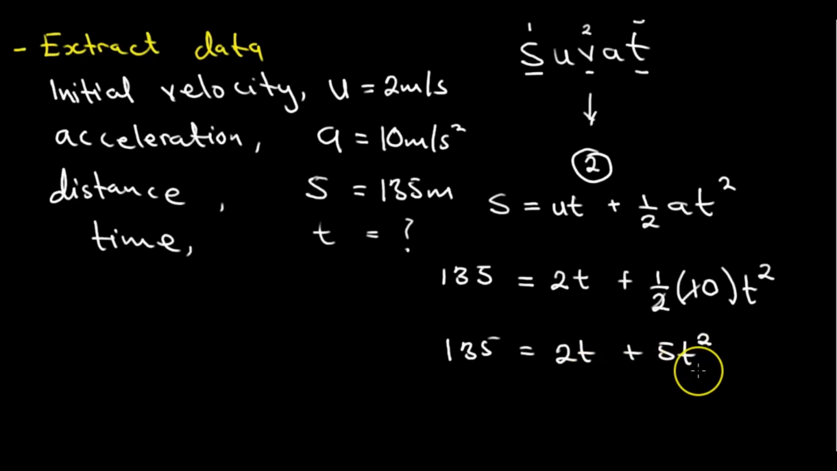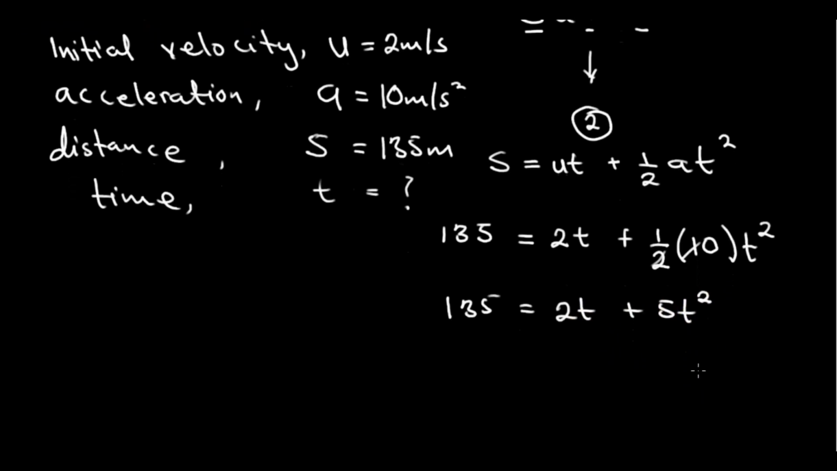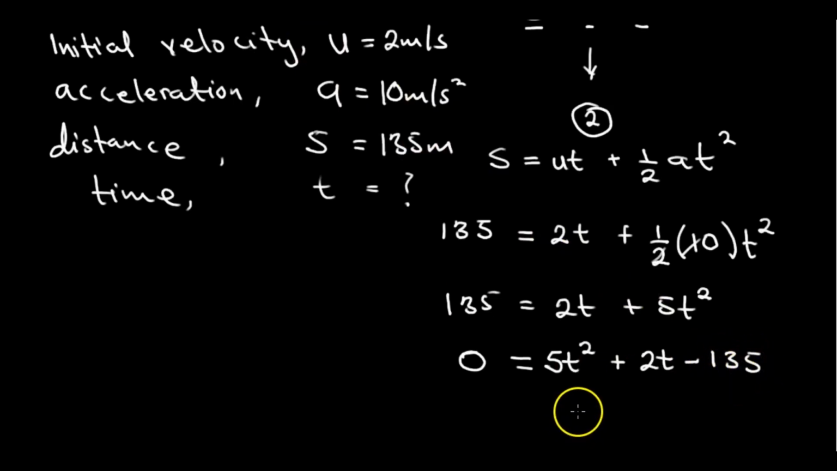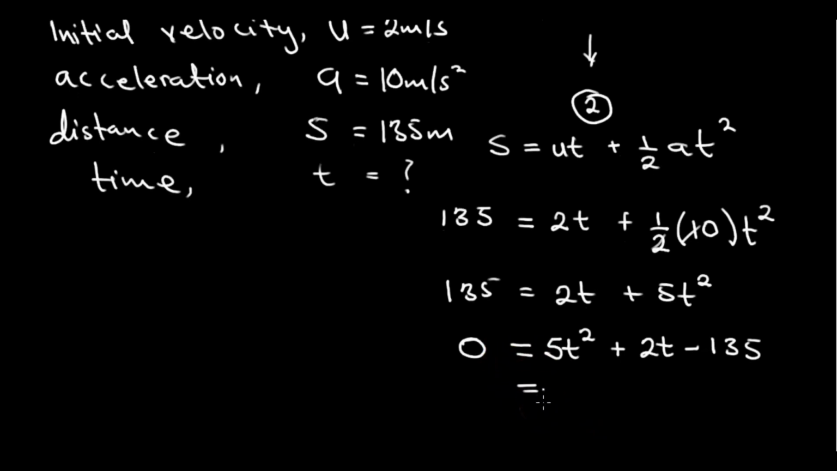Now I have T squared. This gives me a quadratic equation. So let me rewrite my quadratic equation. I'm moving 135 to the other side of the equation. So I get 0 equals, I start with the highest power of T, which is 5T squared. Then the next highest power is T, so 2T minus 135 meters. With your calculator, you can go ahead and solve this, but this is algebra.